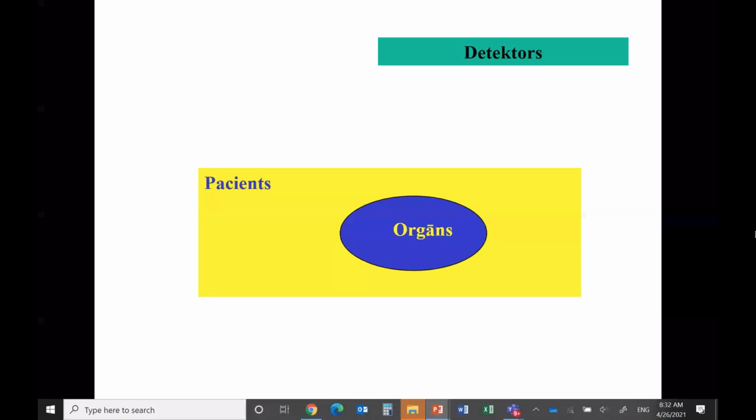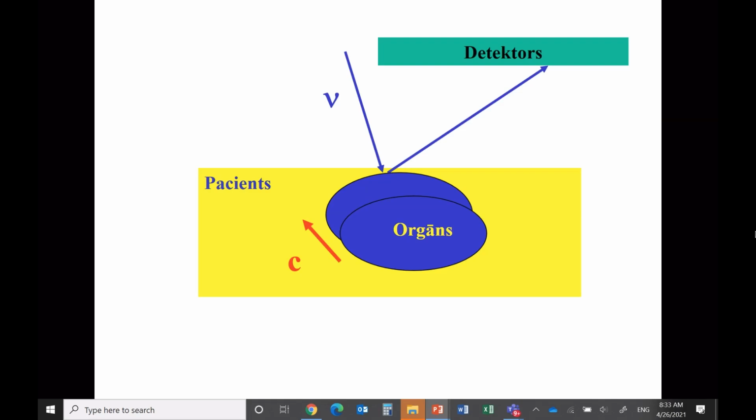So, this is the example of the idea. The organ has a motion with the velocity c. We direct the ultrasound beam with the frequency nu that reflects from the organ to the detector with the frequency nu star. And so, because of this, we can measure the difference between nu and nu star and identify this organ motion and its velocity.